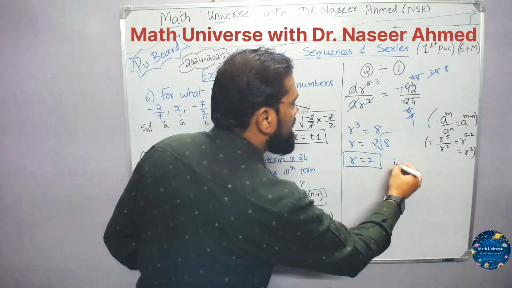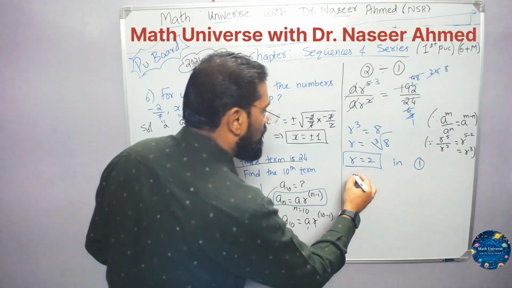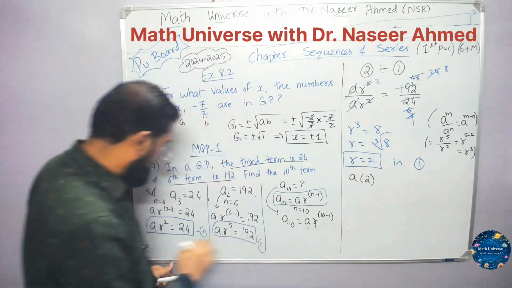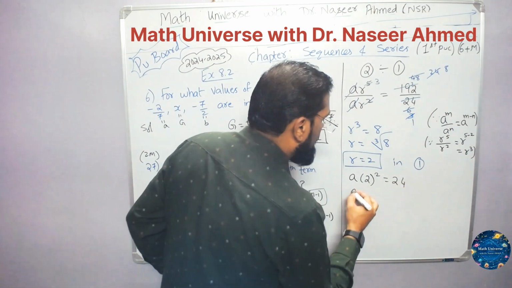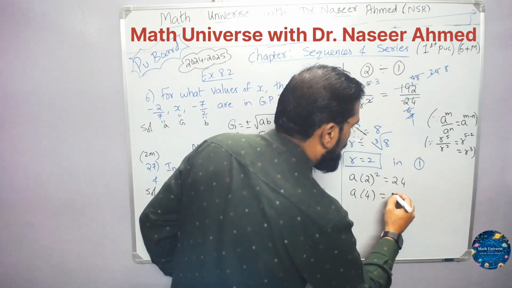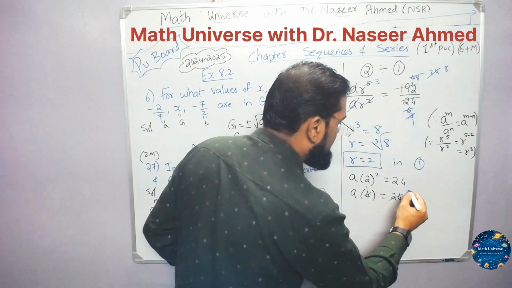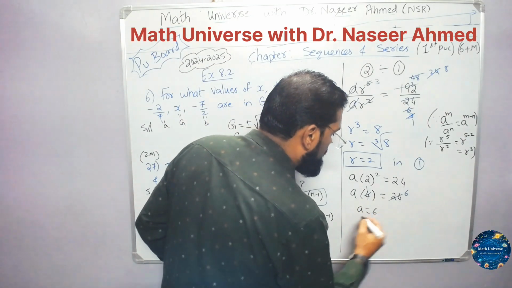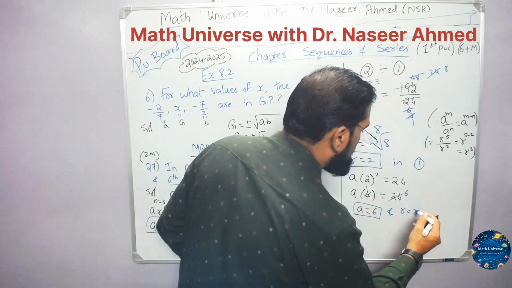So if I put this in equation number 1, we are going to have a into r power 2. The r value is 2, and then we have a into 2 square is equal to 24. What is 2 square? 4, so 4a is equal to 24. Now from here, 4 6s are 24. A is equal to 6. So a is equal to 6 and r is equal to 2.